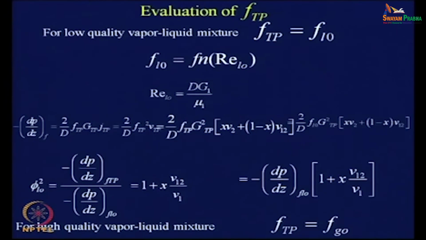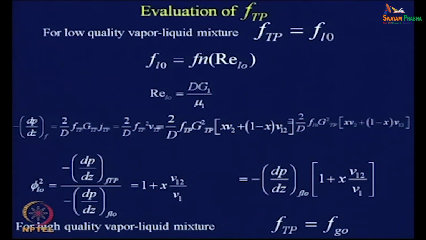Okay. But before that, today I would like to start some discussion on the estimation of FTP, because that is the only bottleneck in this particular expression. Now, what can be the different techniques for deriving FTP? Now, first thing is, suppose it is a low quality vapor liquid mixture.